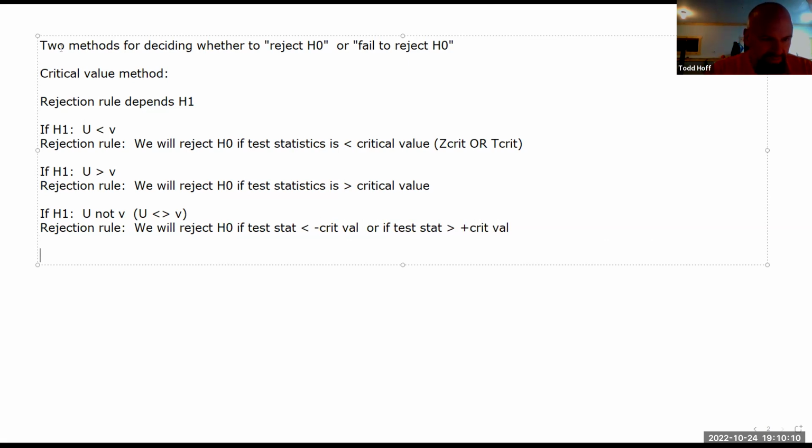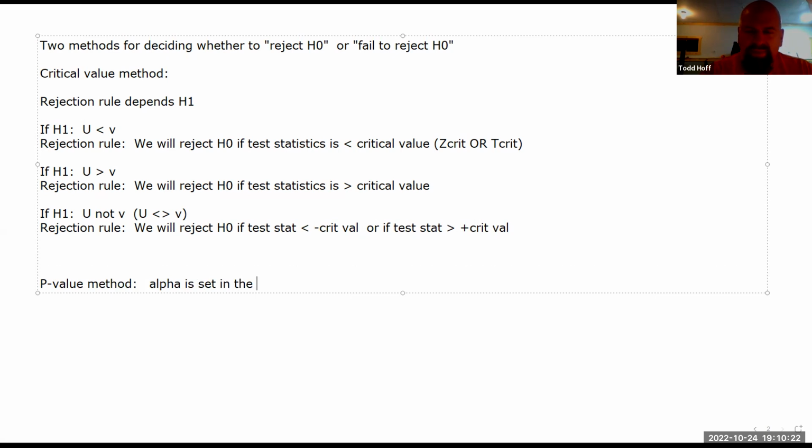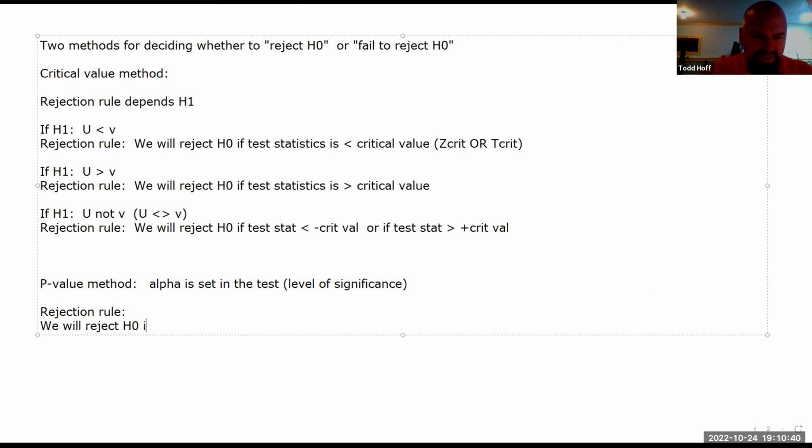The other option, rather than using a critical value method, is to use a p-value method. And with the p-value method, remember, alpha is set in the test. It's the level of significance. So if we're doing a 0.05 level of significance, that's alpha equals 0.05. In this case, the rejection rule is always, we will reject the null hypothesis if the p-value is less than alpha. That would be 0.05 or 0.10 or 0.01, depending on the significance level requested in the test.